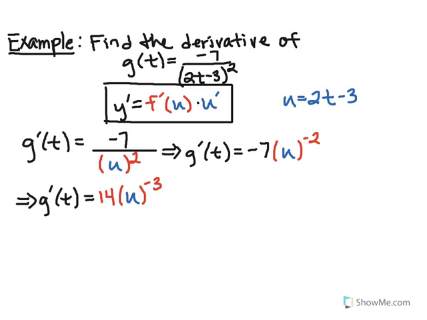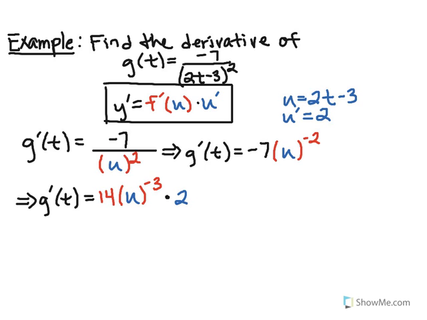Now the rule says to multiply this by whatever u prime is. I want you to look back up here where I originally wrote u, and I'm going to do some scratch work and say u prime equals what? So the derivative of 2t minus 3 is just 2. And I'm going to go down here and write 2. Okay.